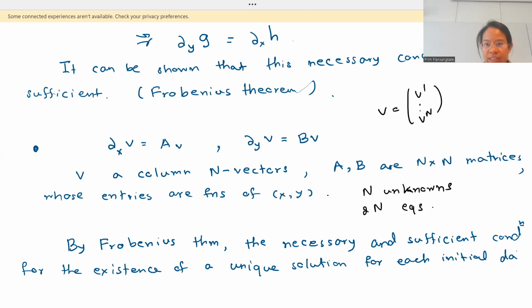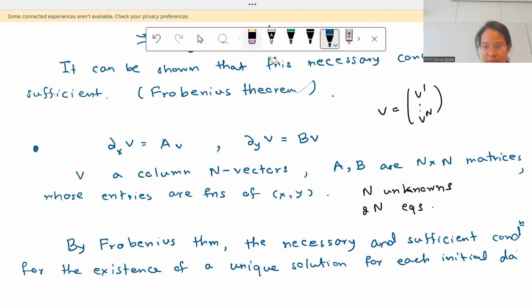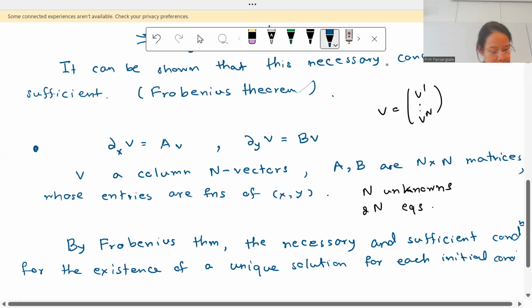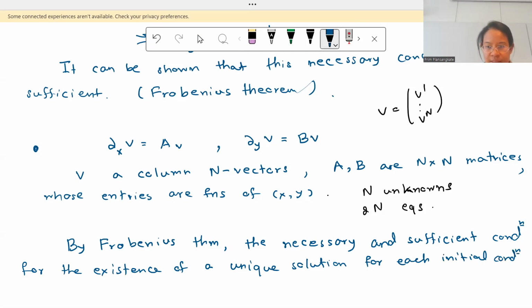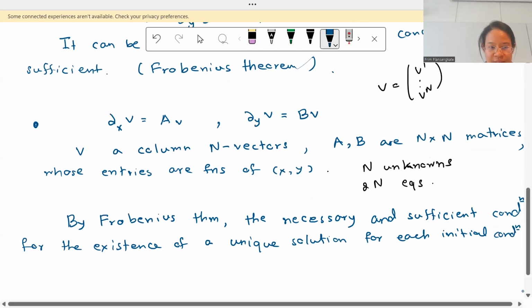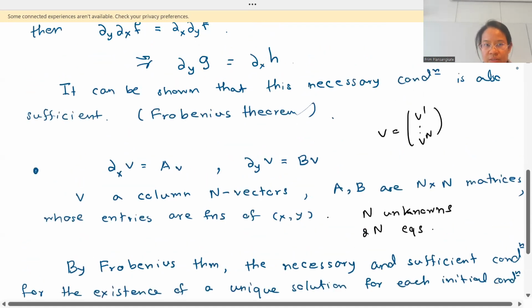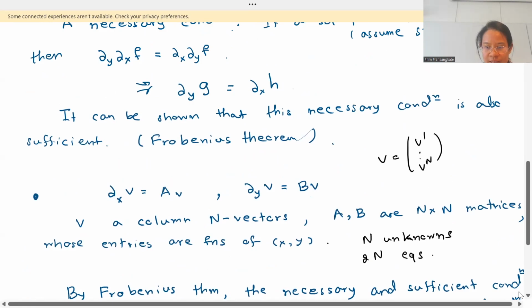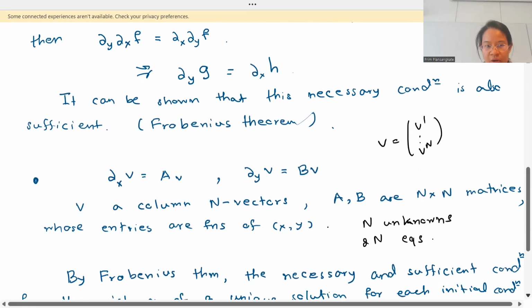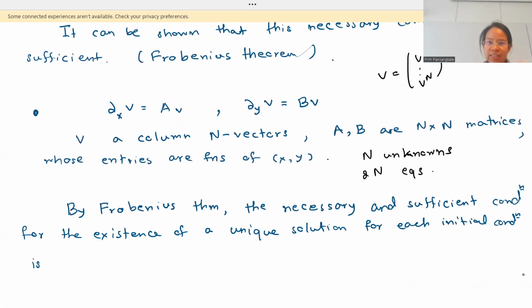Let's say for each initial condition, similar to the system above, this necessary and sufficient condition we can obtain by cross differentiating. We just look at the necessary condition from cross differentiating, and then this will be sufficient as well.